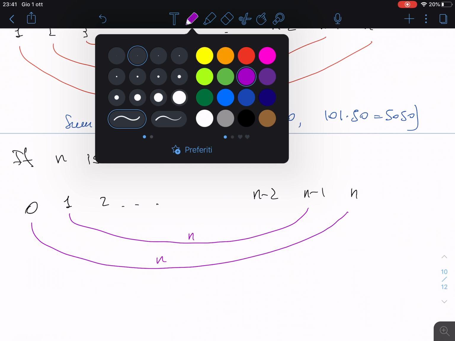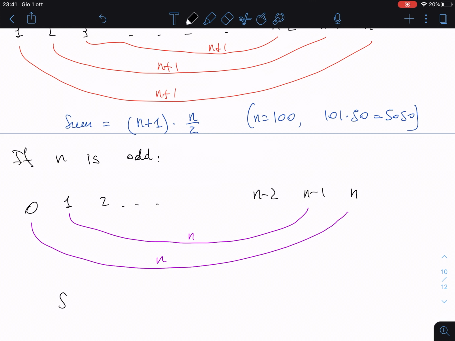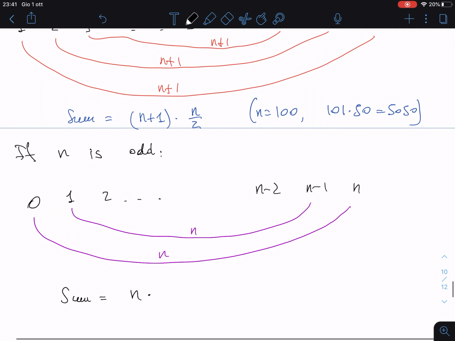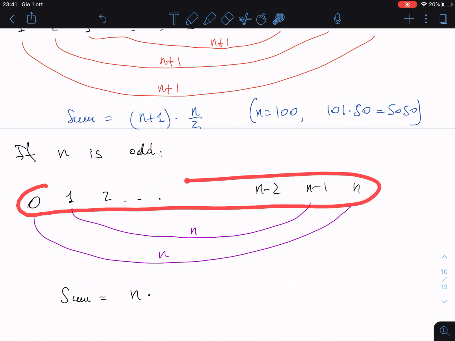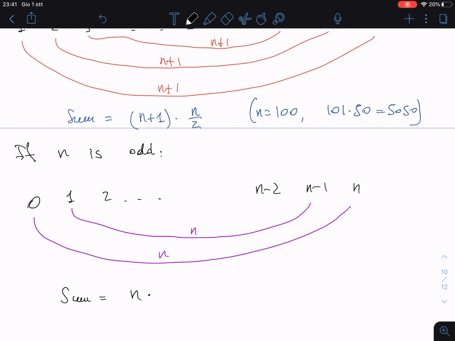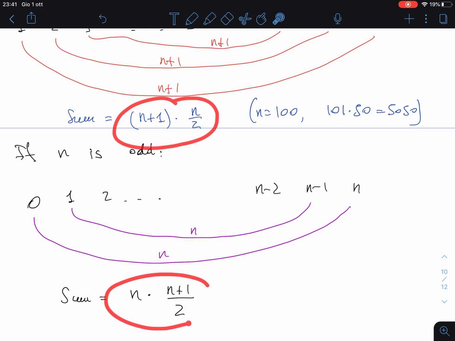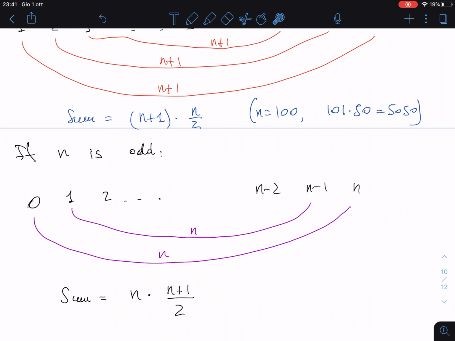So this time how many couples do you have? The sum is n, which is the sum inside any couple, times what? How many couples do you have? Here you have n plus 1 numbers, because you have not only from 1 to n, they are n, but you also have the 0. So the couples are n plus 1 divided by 2. And notice that the formula is the same. So these are general formulas.